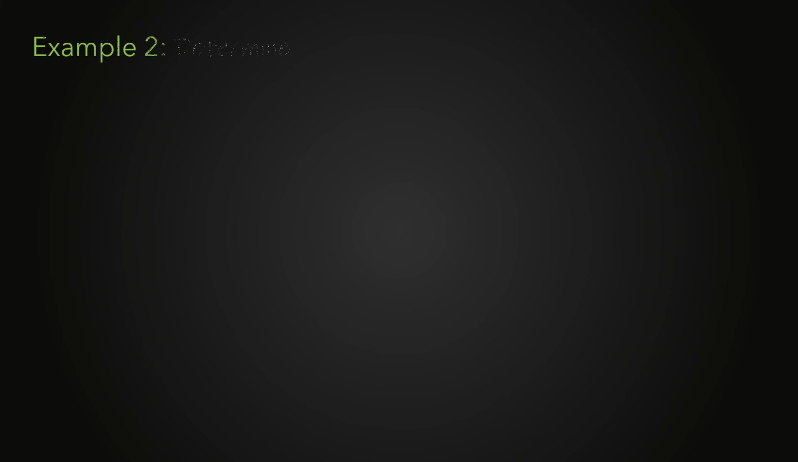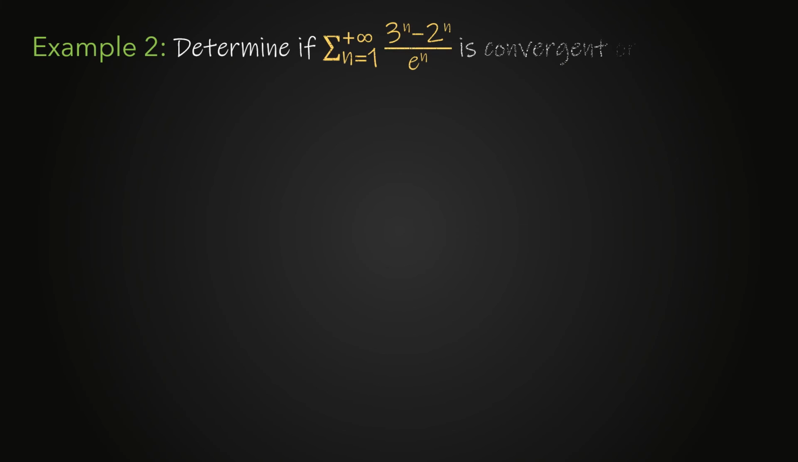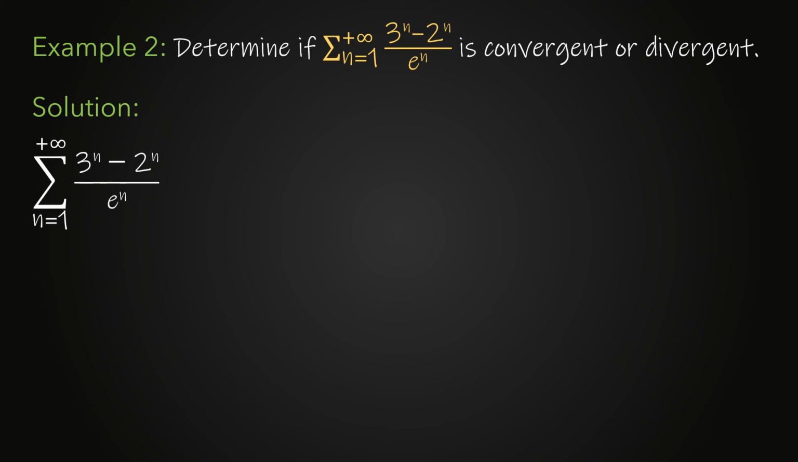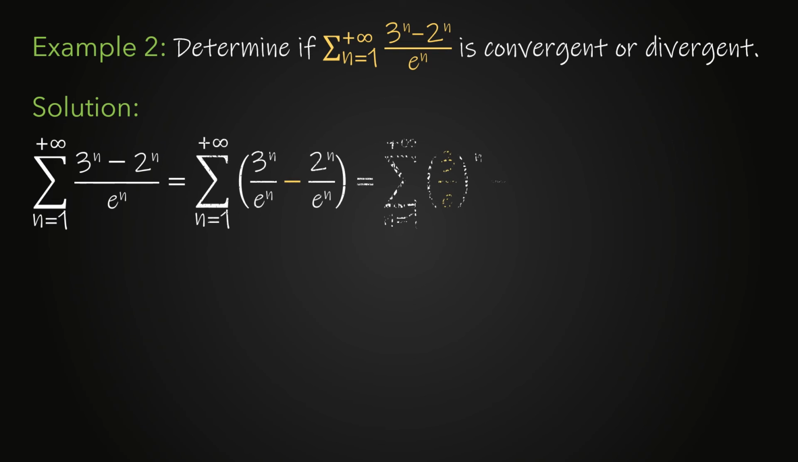Example 2. Determine if the series is convergent or divergent. Solution. Write the series as a sum of series with known convergence or divergence. Use properties of exponents and fractions.